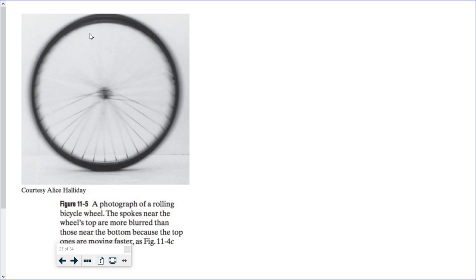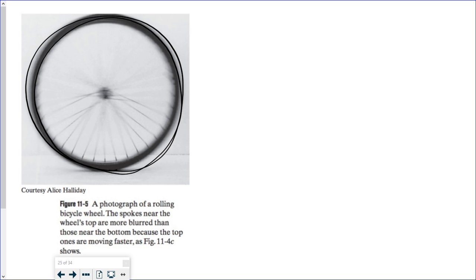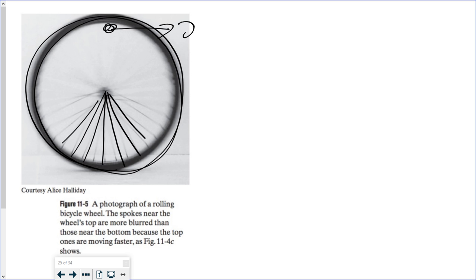So what we've got here is a wheel, and this is a prolonged exposure. Here's our wheel. Down here you can actually see the spokes, because those spokes are moving slowly. But up here, the points at the top of the wheel are moving at such a high speed that the spokes are so blurry you can't even see them. So that's the intent behind that drawing: the farther you go down the wheel, the slower the spokes are moving, and therefore the clearer they show up in this picture.